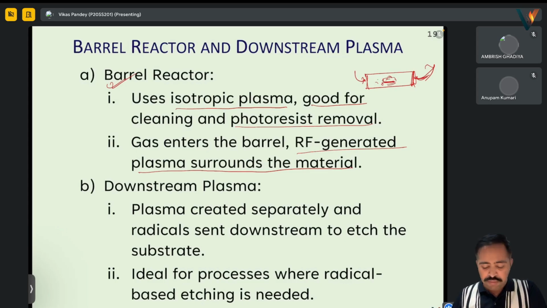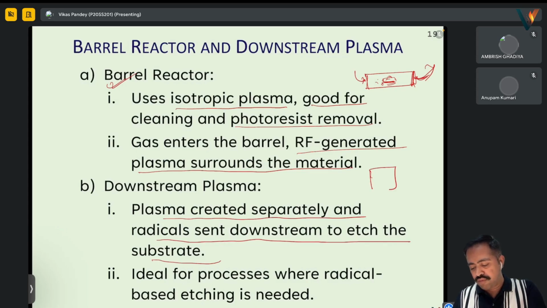In case of downstream plasma, plasma is created separately, and the radicals are sent downstream to etch the substrate. So in a chamber, say we are creating the plasma, and then we are transferring this plasma to another chamber where we have our etching to occur, and then it will move out. Reactive ions are removed there. So this is ideal for processes where radical based etching is needed. Ion based etching is not required, so we don't want the ions to form. Plasma will form, but we don't want the ions to form.